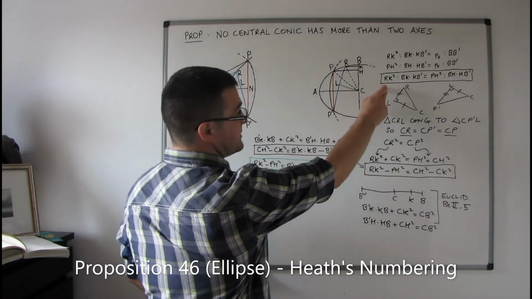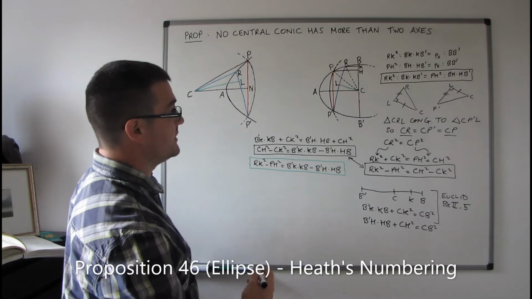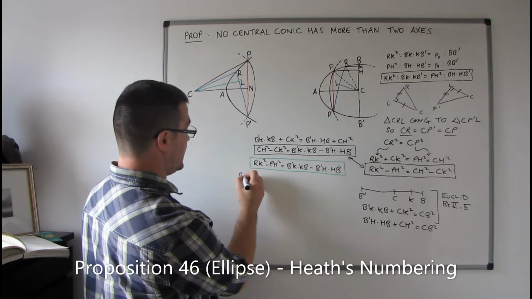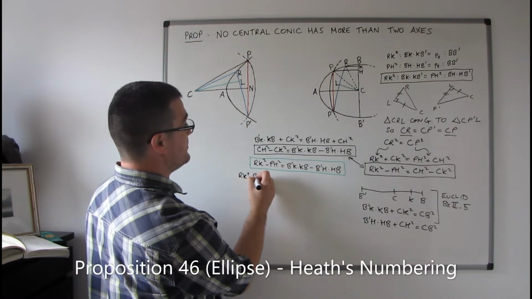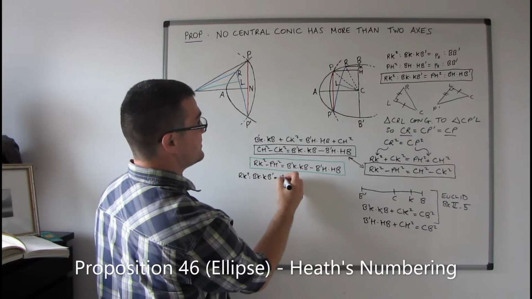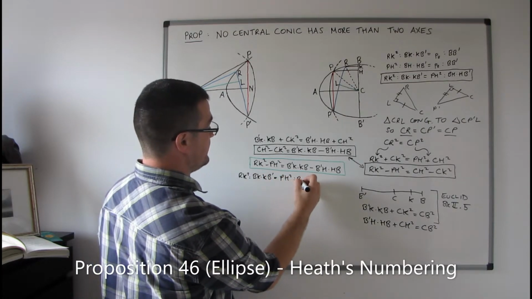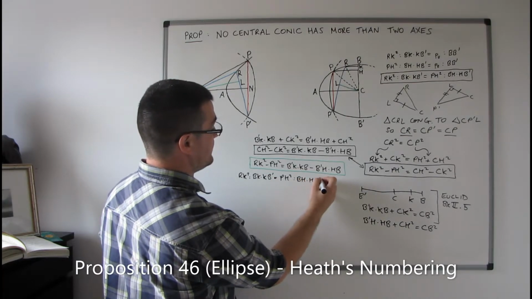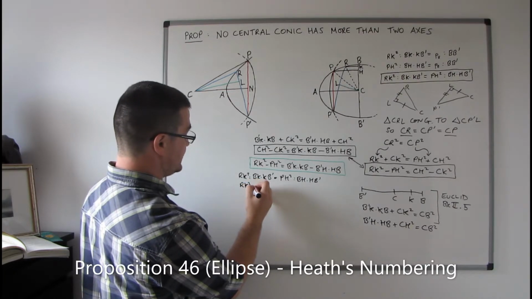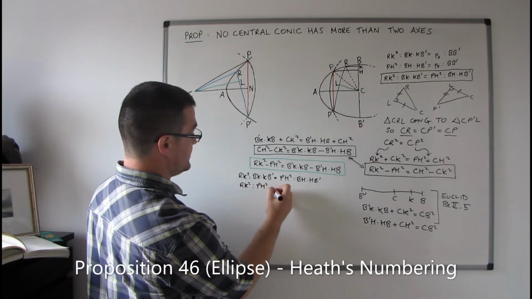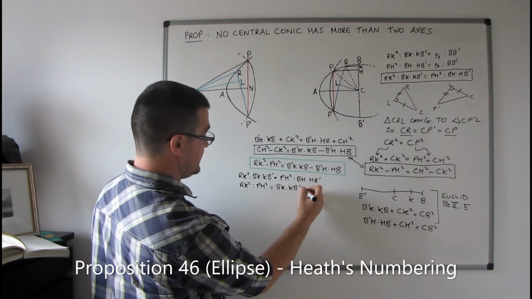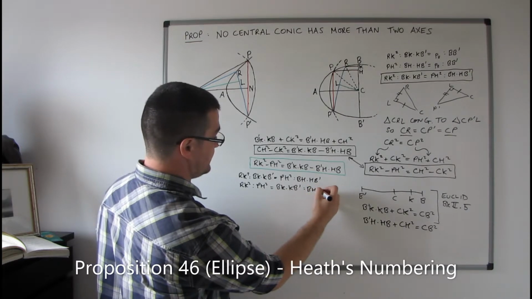So we need to go back up to this equality up here. So we've got RK squared ratio BK times KB primed is equal to PH squared ratio BH times HB primed. So rearranging this, we get RK squared ratio PH squared is equal to BK times KB primed ratio BH times HB primed.